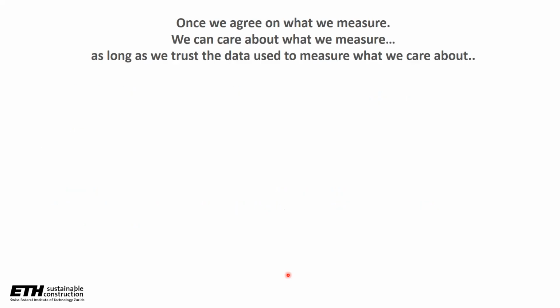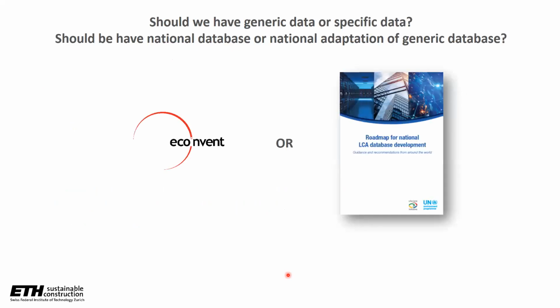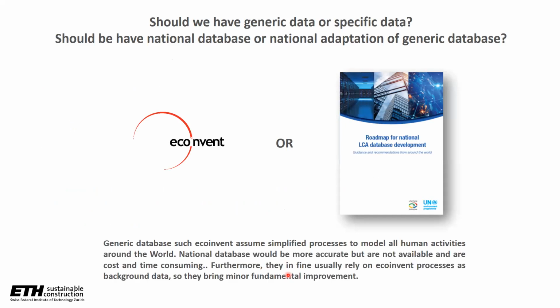So if we agree on what we can measure and how much and what are the different indicators, the difficulty we have then is, can we trust the data we use to measure what we care about? Should we use generic data or specific data? Should we have national databases or national adaptation of generic databases? Generic databases such as ecoinvent assume simplified processes to model all human activities around the world. National databases would be more accurate, but are not available and are really costly and time consuming to do.